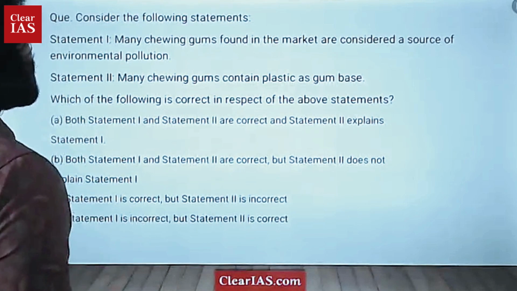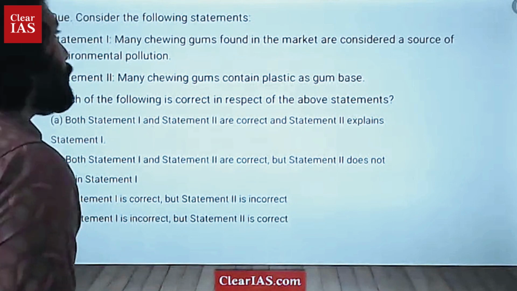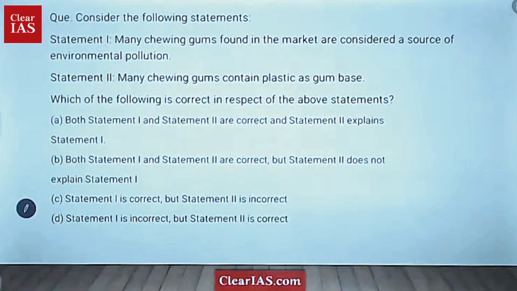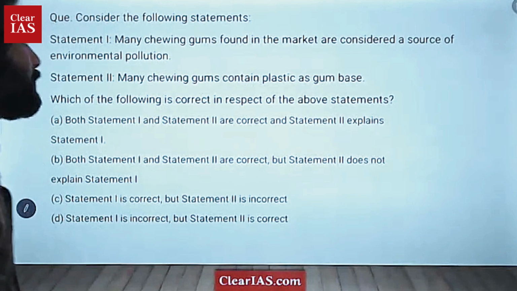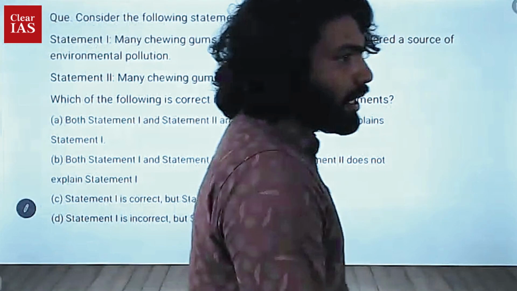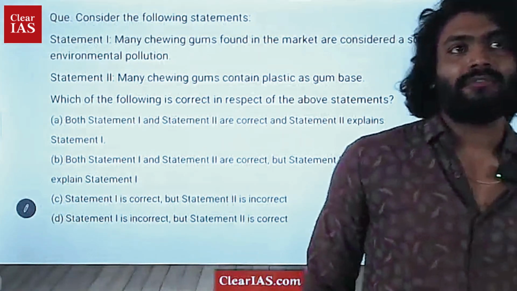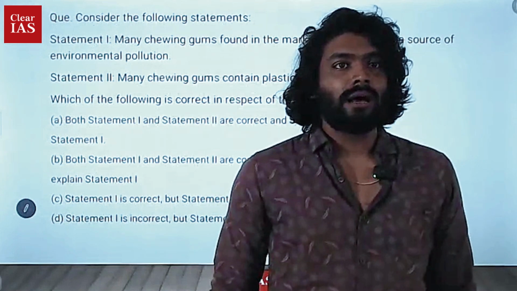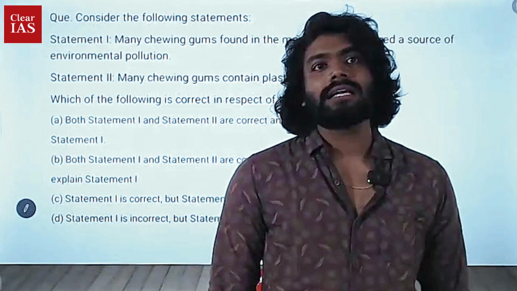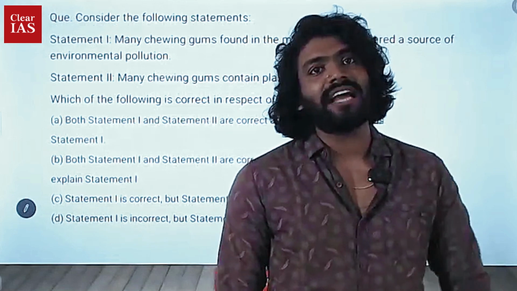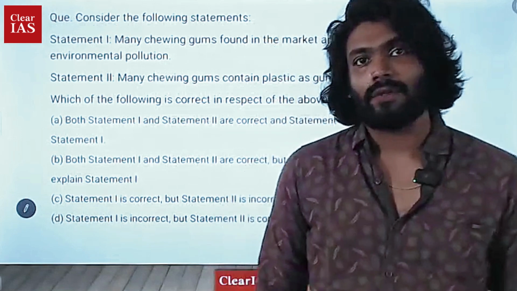Then this question: consider the following statements. Statement 1, many chewing gums found in the market are considered a source of environmental pollution. Statement 2, many chewing gums contain plastic as a gum base. This is the classic question of UPSC that pushes every aspirant to look around. It is a kind of lifestyle question, about things that we see in our lifestyle.